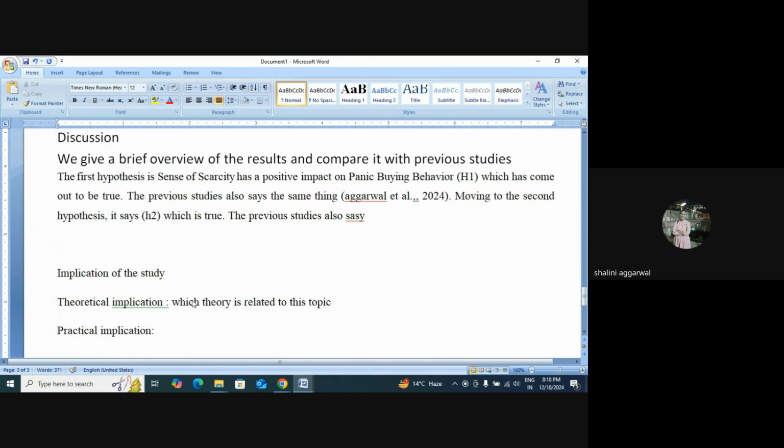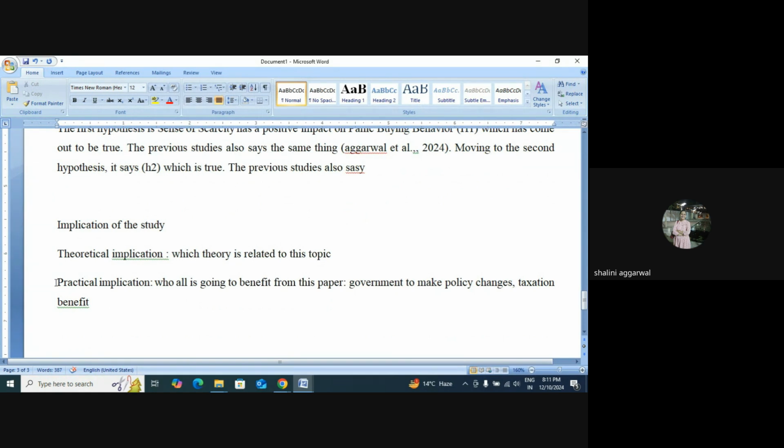And practical implication is who is going to benefit from this paper. Like, let's say the paper is on impact investing: the government may benefit, to make policy changes, taxation, the government can give. So practical implication means which segment of the people of the society this study is going to help. So that comes into the practical implications, right? So any questions?